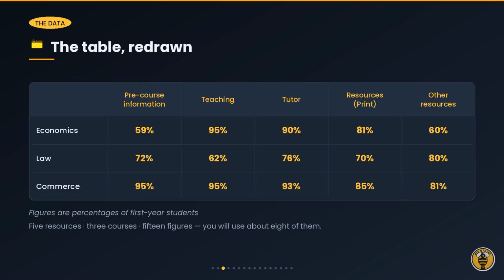This is the data, redrawn for clarity. 5 resources are rated. Pre-course information, teaching, tutor support, printed resources, and other resources. 3 courses give the ratings: economics, law, and commerce. Every figure is the percentage of first-year students who chose very good.